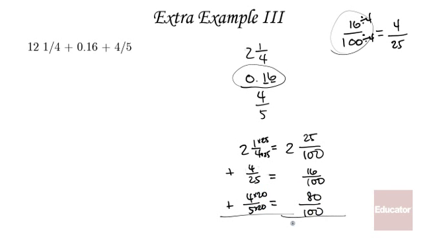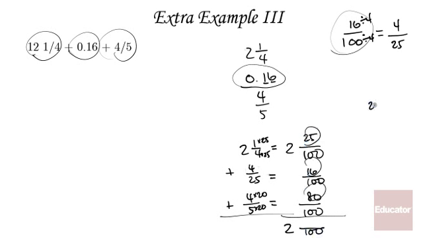So we have our whole number 2 here that I'm bringing down. All of the numbers that we were adding were positive, so they're all the same sign, so we can just go ahead and add them. And then now I need to add all the numerators, keeping the denominator the same. 25 plus 16 plus 80. 5 plus 6 is 11. 2 plus 8 is 10, 11, 12, 121.